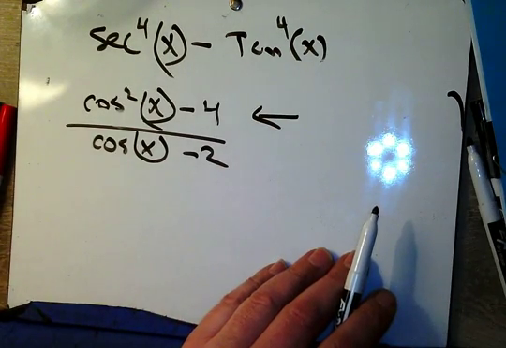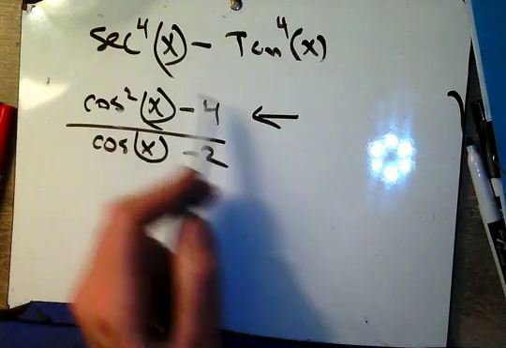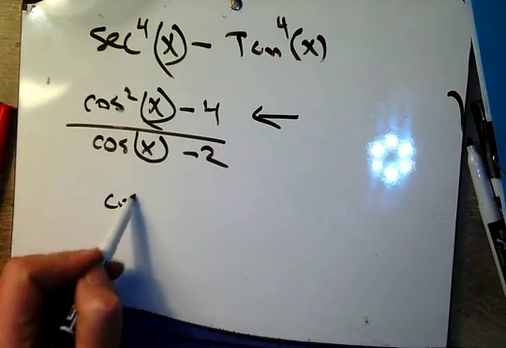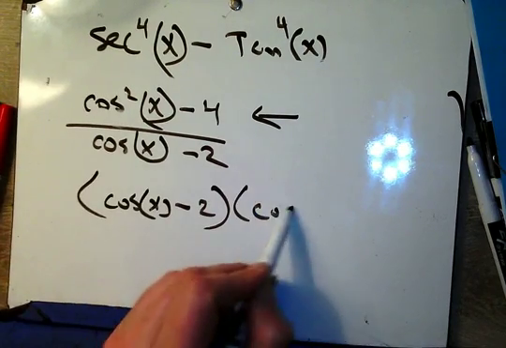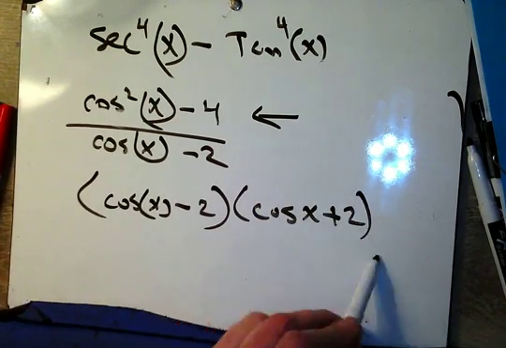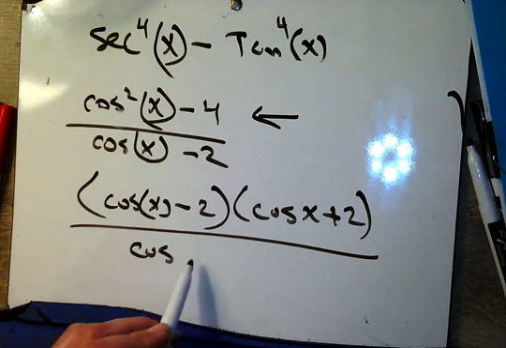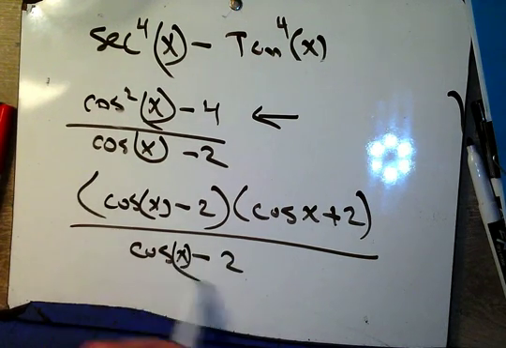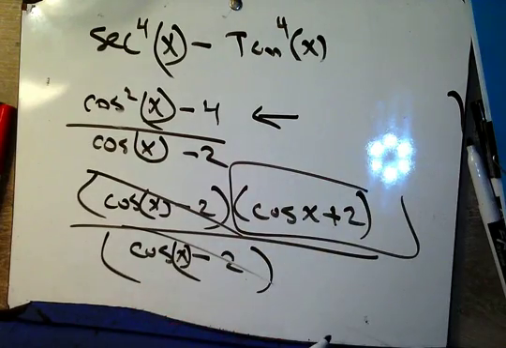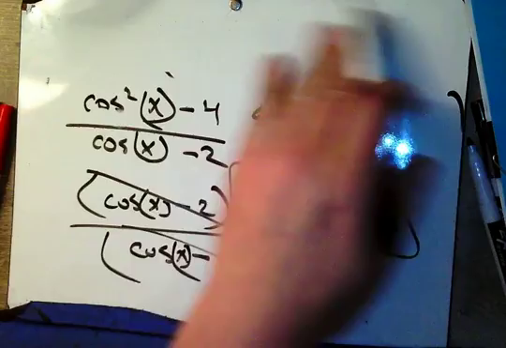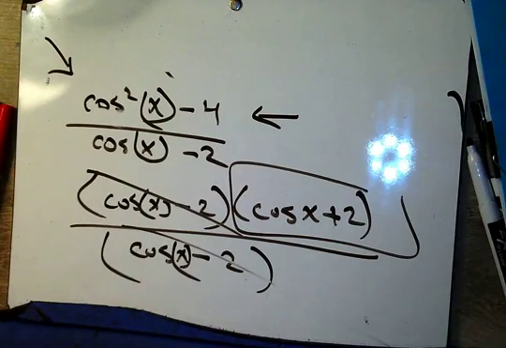There's factoring there. That's a difference of squares. That's going to factor as cosine minus 2, cosine plus 2, all over cosine minus 2. Hey, look, and there's an answer. Okay? That's not this one. That's this one. So, factoring is your friend.